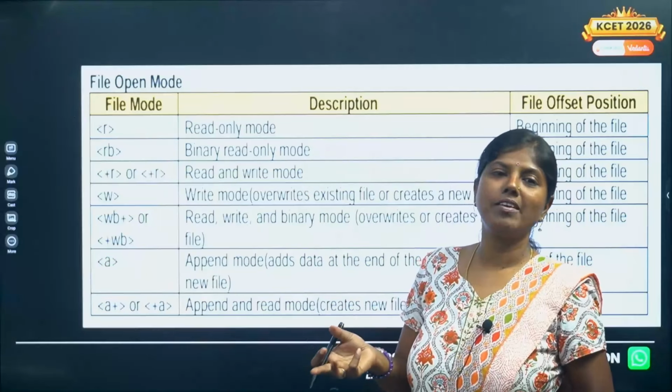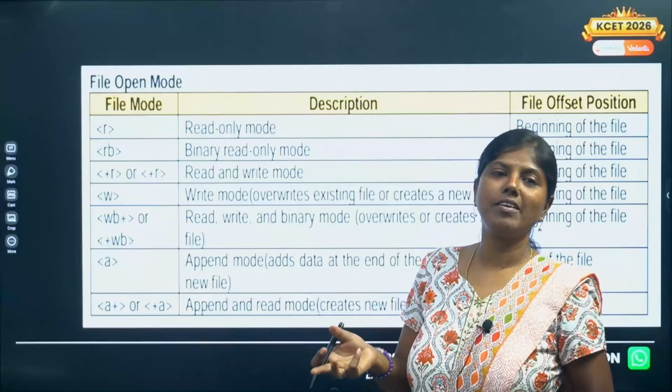And what is the file offset position? Whenever you open a file, there is a file object associated with that particular file. It gives you that file object. The position of the file object is indicated by the file offset position. If you want to read a particular file, that is the default file mode that we will be having. As soon as you open a file without giving any mode, it will be in the read mode only.